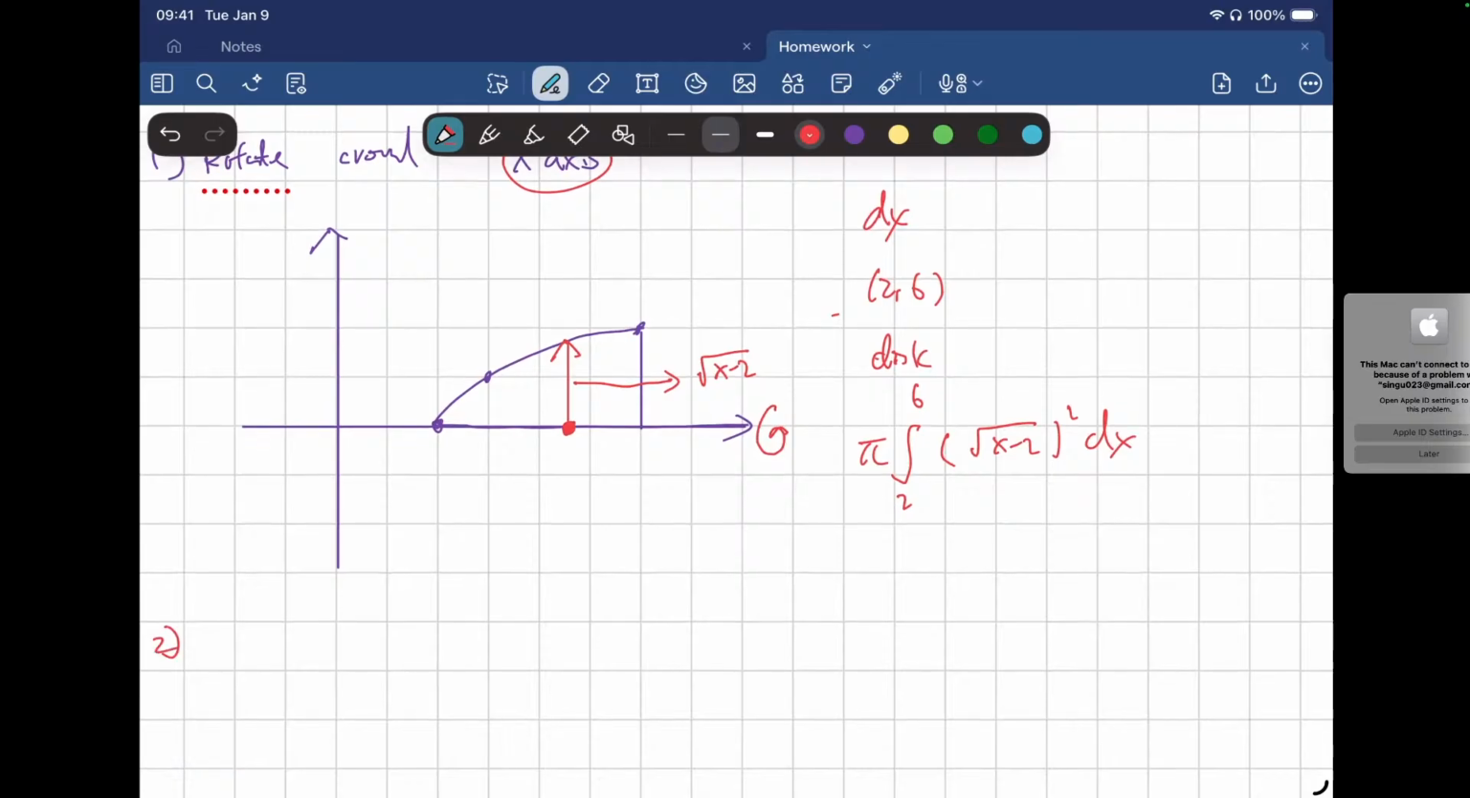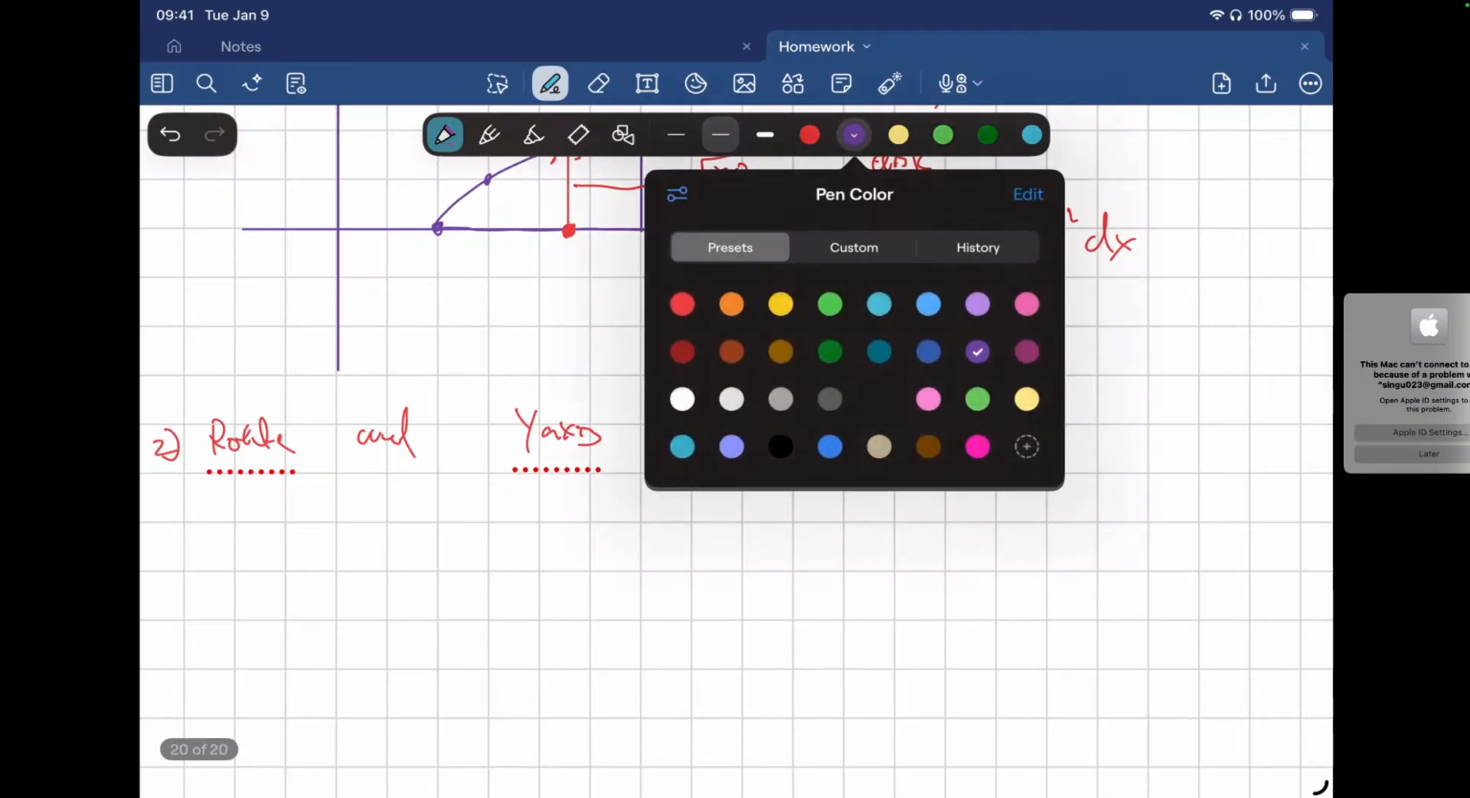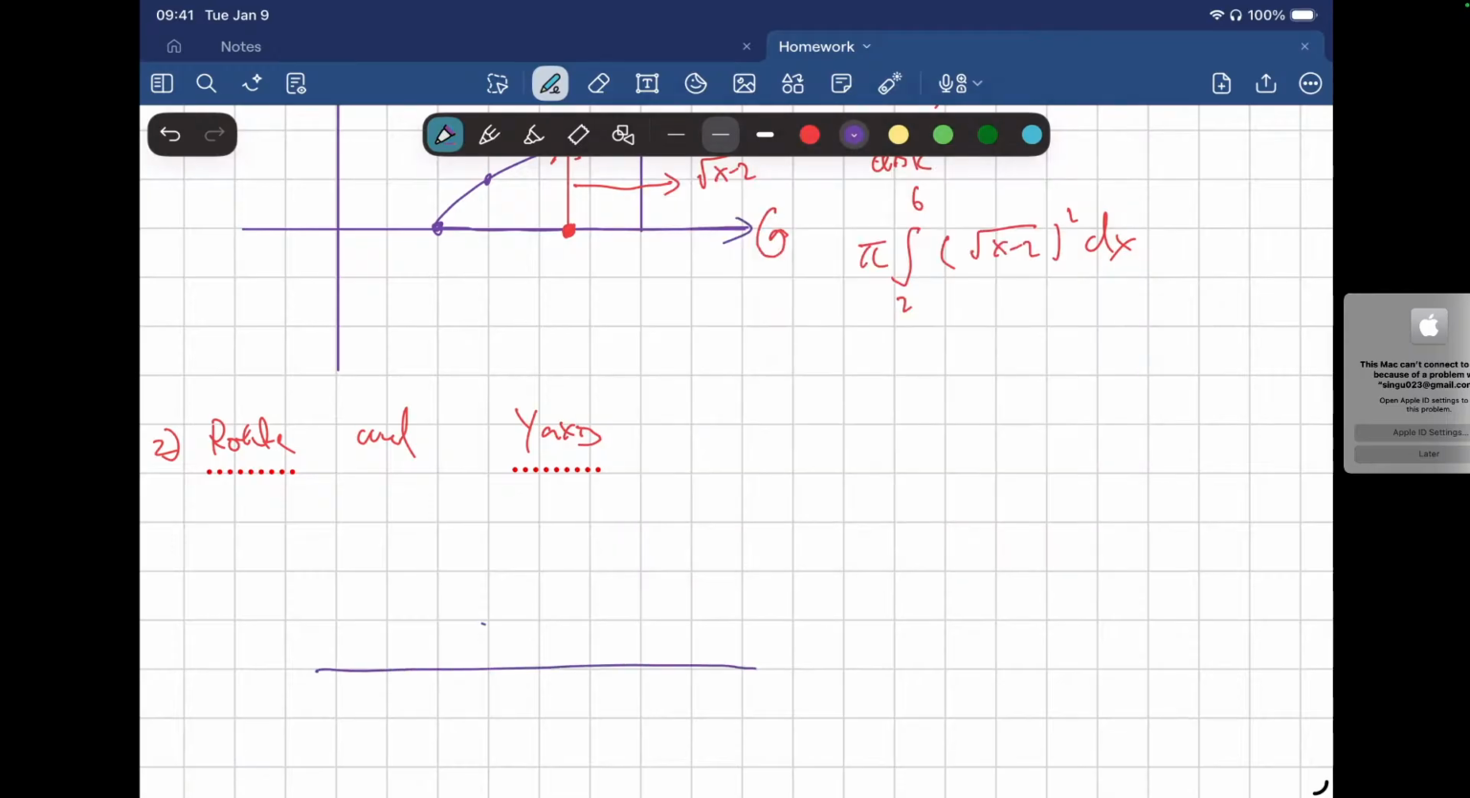Now, the second one, I want you to rotate around the y-axis. So same graph, rotating around the y-axis. How do I rotate around the y-axis here? So where's my axis of rotation? Y-axis, so we're going to draw it right here. Is that okay? Yes. Okay.